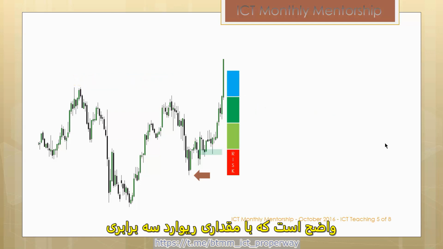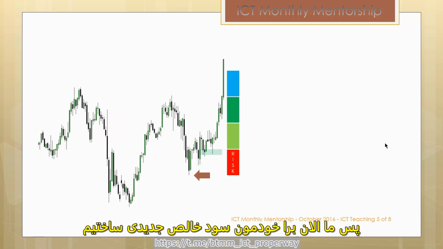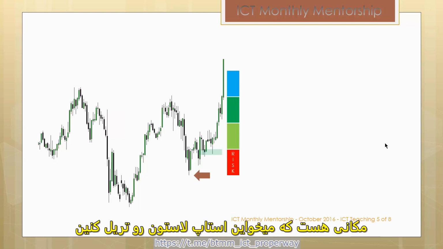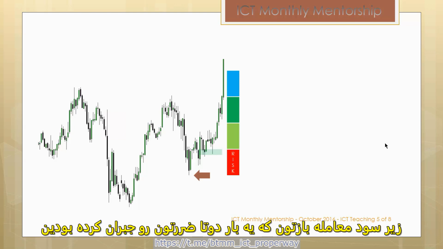Obviously, with a multiple of 3R, we are now in new territory. So now we've made a new net gain. If you're going to allow the position and not listen to what I just suggested, this is where you want to trail the stop loss up to where you can no longer lose back below open profit of the 2% loss. Once it's been mitigated, you're going to lock that in.